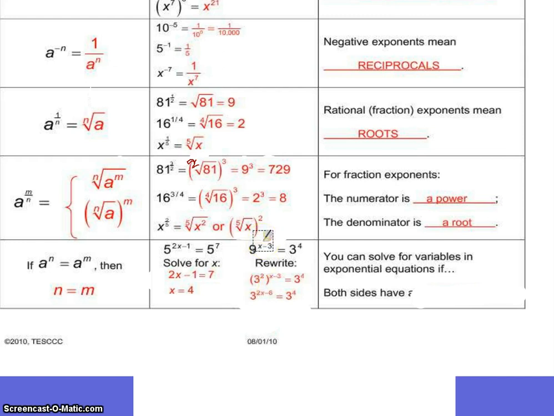So now my bases are the same, so I can ignore my bases and focus on my exponents. So I know that 2x minus 6 is going to equal 4, and then I'm going to just solve that equation, and I'm going to end up with x equals 5. So you can solve for variables in exponential equations if both sides have a common base.